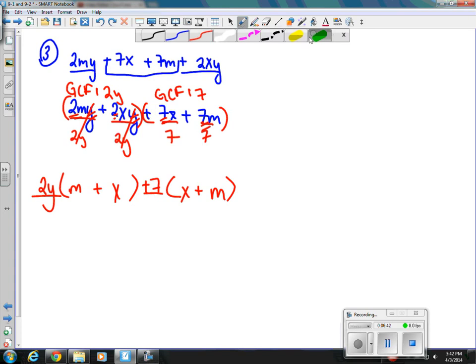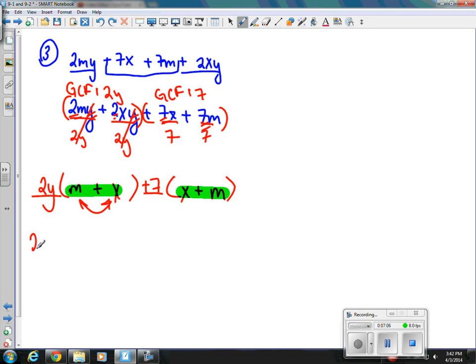So once again, we're to the step where we check our parentheses, make sure they're the same. And our first parenthesis has positive m plus x, and our second parenthesis has a positive x plus m. Good thing is this time their signs are the same. Bad news is that they're out of order again. So this doesn't need to be m plus x, it needs to be x plus m. So we'll just change around, so 2y times x plus m. And we'll drop down this whole second part as is, so plus 7 times x plus m.